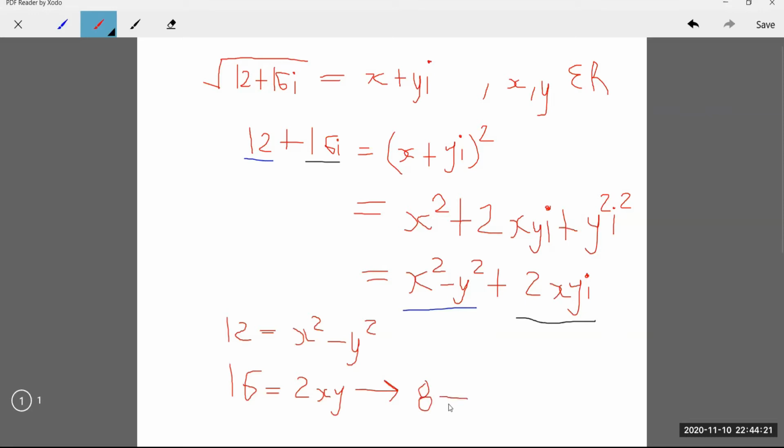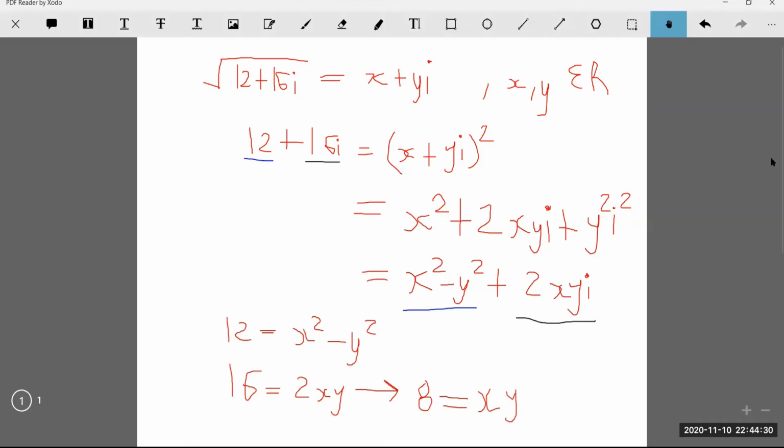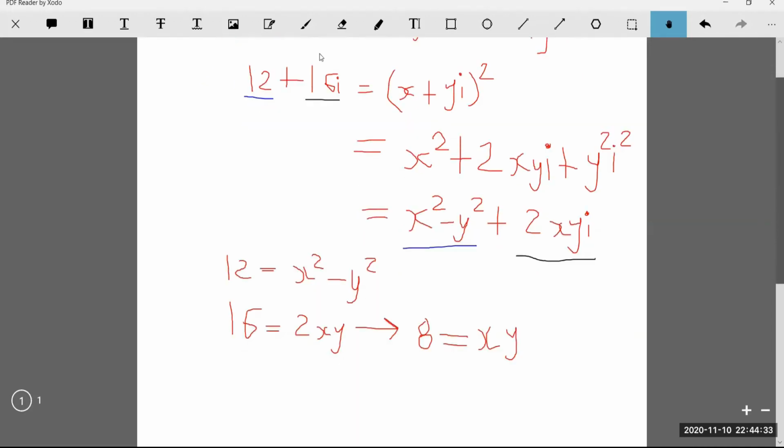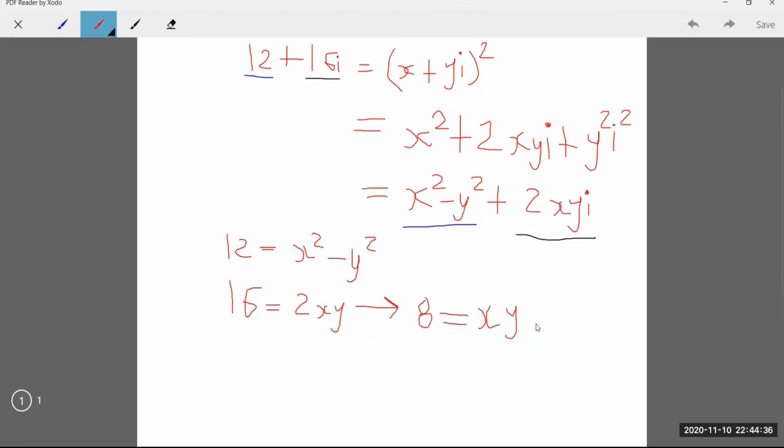Now, if 8 is equal to x times y, we can go further and make y the subject. We divide both sides by x to say that y is equal to 8 over x. So y is now 8 over x. We can substitute y as 8 over x into the first equation.